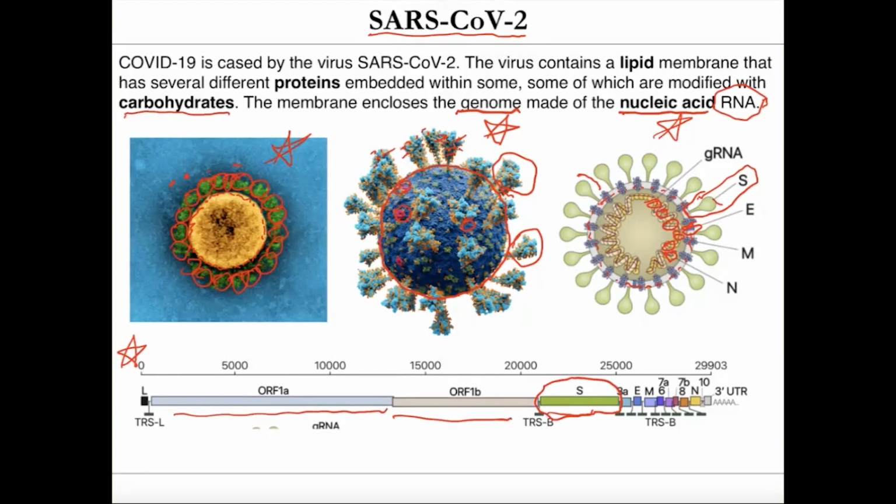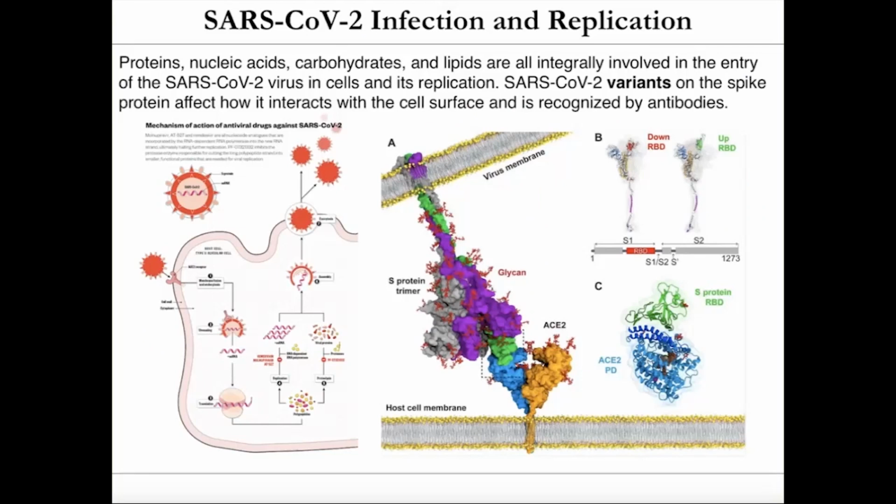So the genetic information in the spike protein is going to be used to make that protein that's embedded in the lipid membrane. So proteins, nucleic acids, carbohydrates, and lipids are also all really involved in the entry of SARS-CoV-2 into your cells and its replication. So here we have a bit of a too detailed outline of how it enters the cells and how it replicates, but it should be okay for our purposes.